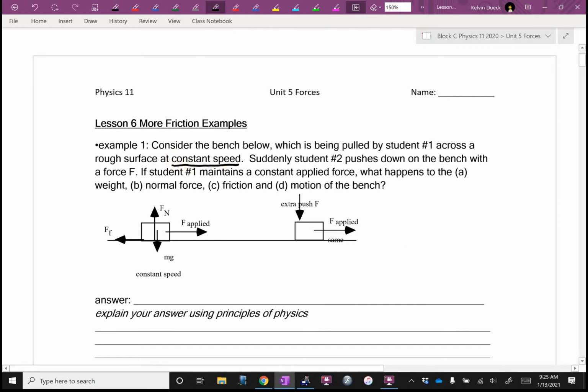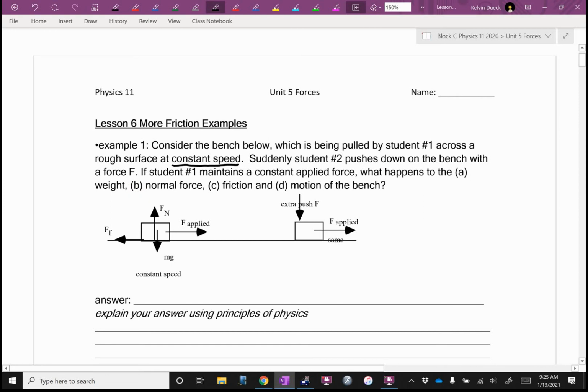Rachel has this meathead friend named Alicia. What Alicia's going to do while Rachel is sliding the bench, she's going to come along and she's going to sit on the bench. And I just saw a whole bunch of your eyes light up because clearly some of you have either done this or experienced this when one of your friends has done this. Okay, so all I'm saying is we're going to add an extra force down, and to put it into context, let's say Alicia's sitting on it. So student number 2 pushes down on the bench with force F.